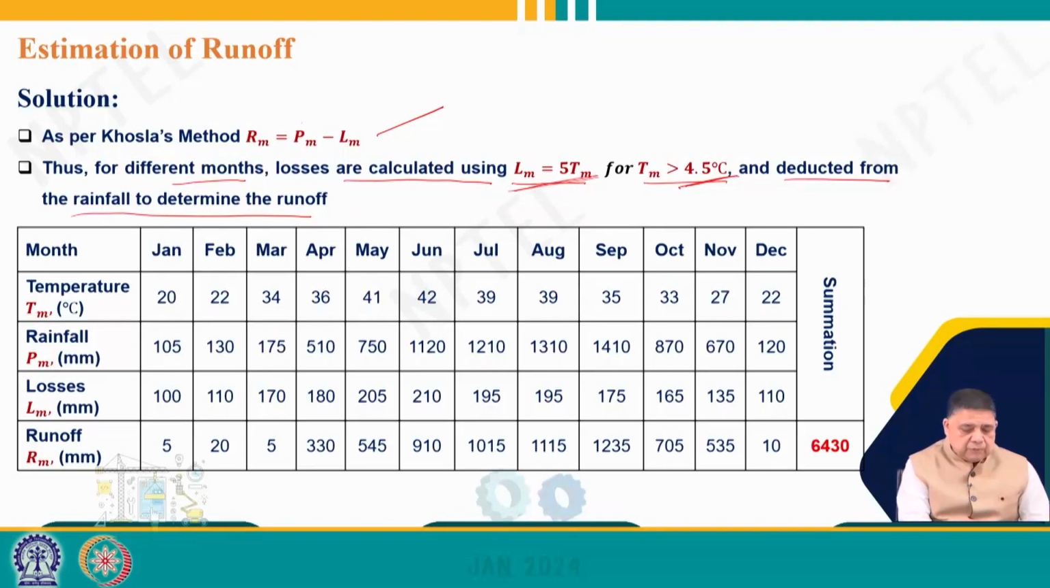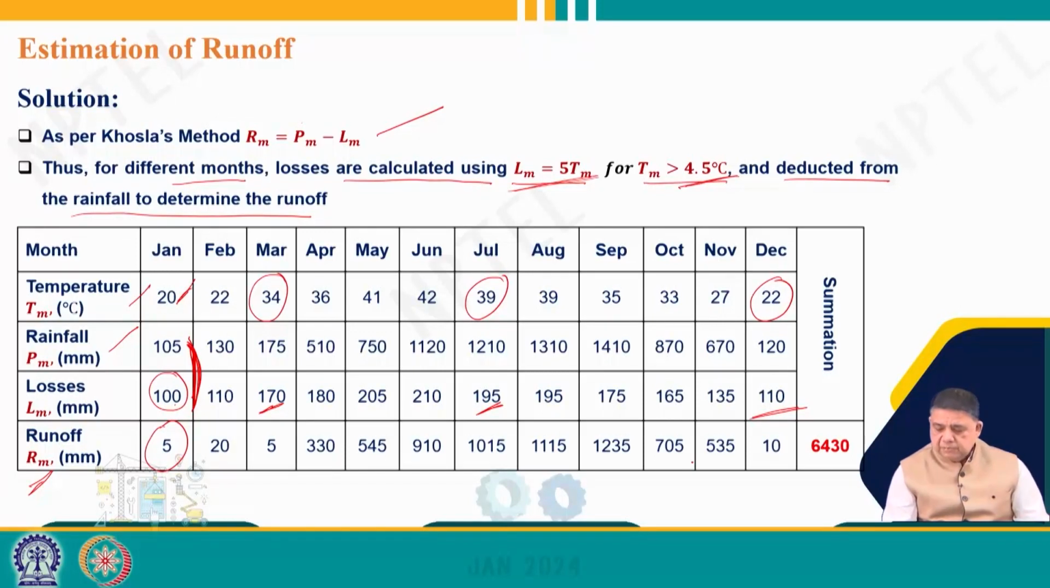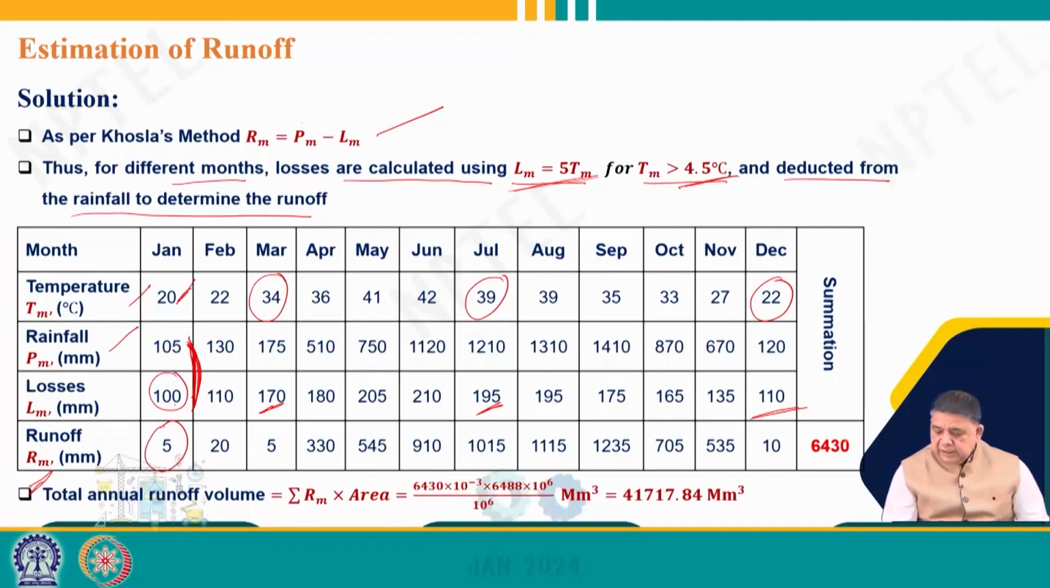For each month we know temperature, we know rainfall, and losses are nothing but 5 times temperature. So, for January it is 100, for March 34 times 5 which is 170, for July it is 39 times 5 which is 195, and for December it is 22 times 5, that is 110. And then runoff is nothing but rainfall minus losses. So, these two rows will be used. Runoff value comes out to be 5 in January and so on for each month. And the total runoff we get in depth units is 6,430 millimeters.